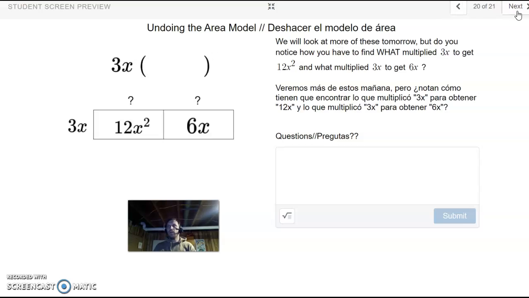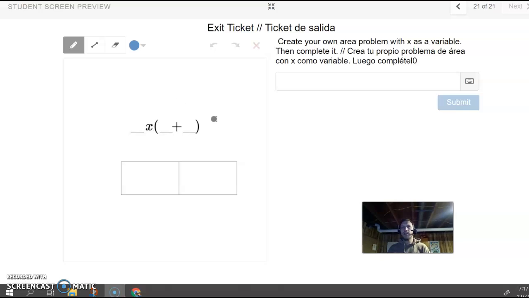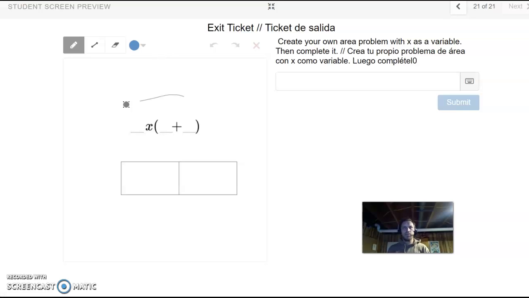And then we will move on to this exit ticket where you are going to write your own problem and solve it. So go ahead and do that. If you finished this lesson and you weren't in class, email your teacher and let them know that you finished this and ask them to check your exit ticket to make sure you understand. If you have any questions, email us, all right? And come to our office hours.